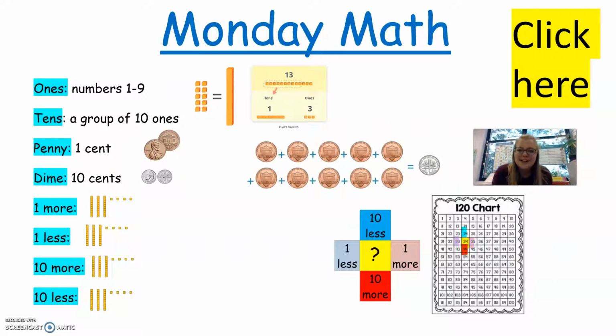This week we're going to be talking more about ones and tens and also pennies and dimes. Okay, so let's get started on our vocab. Ones are numbers 1 through 9. We represent them with these little cubes. Remember, when you get to 10, you have to make one group of 10. So tens are a group of 10 ones.